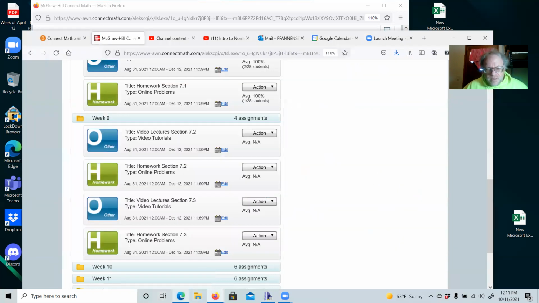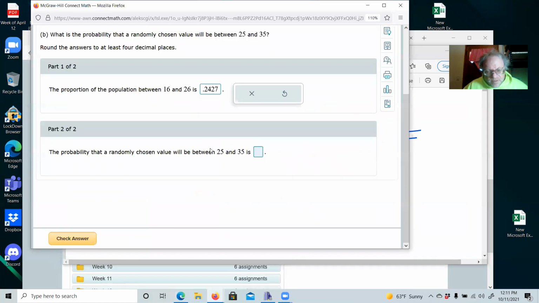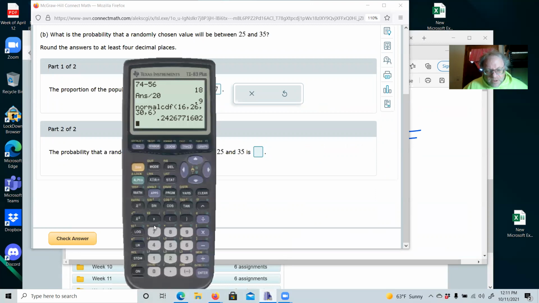Why did I do this? Okay, so we want to know what this is, right? 25 to 35. All right, so on our calculator, we're going to go to second function, distribution, normal CDF, and we're going to go from 25, that's our low number, to 35, that's our high number. Our average is 30, and our standard deviation is 6. Okay, and again, a TI-84 is going to be a little nicer because it'll guide you through this.